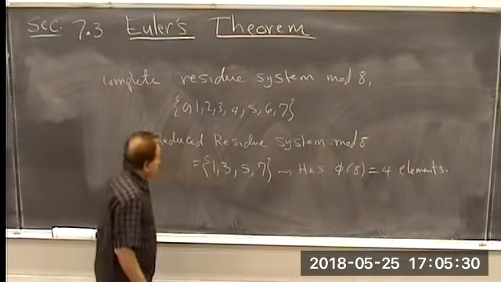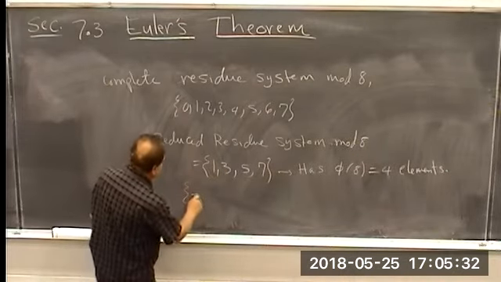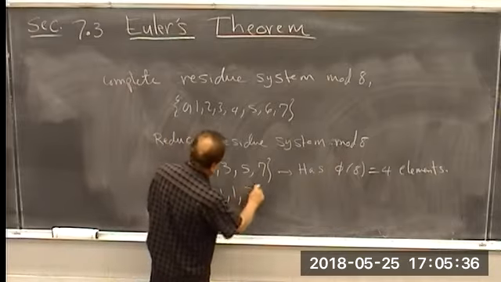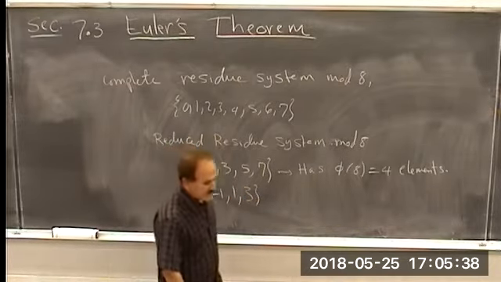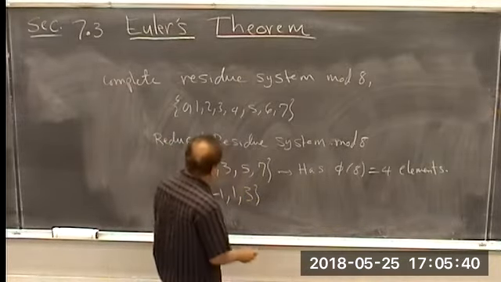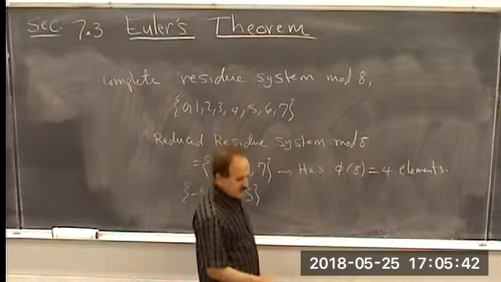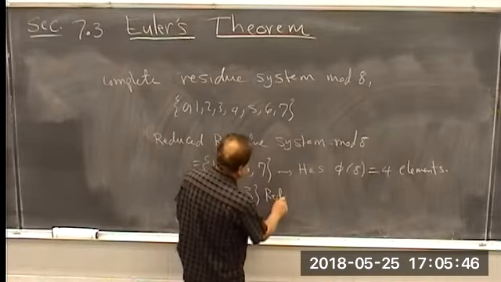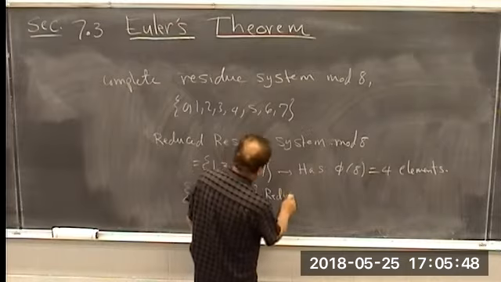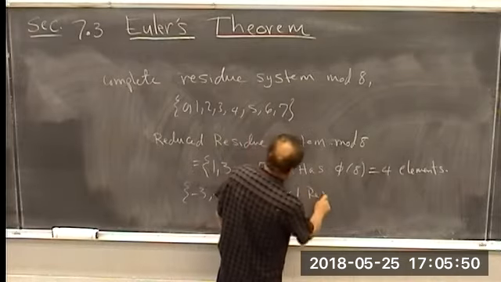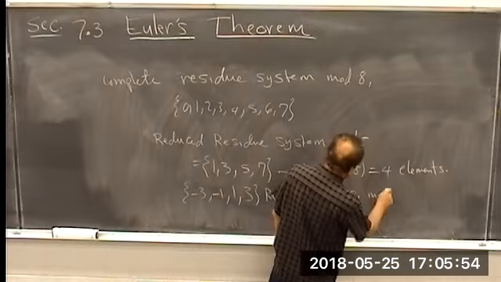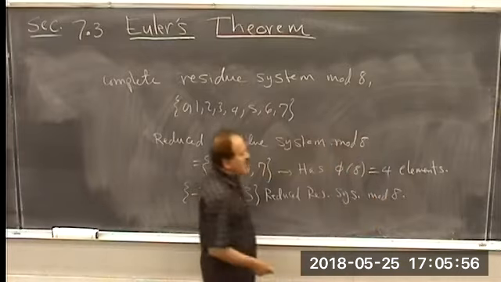You could also take -3, -1, 1, and 3. So this is another example of a reduced residue system mod 8. There are infinitely many of them.